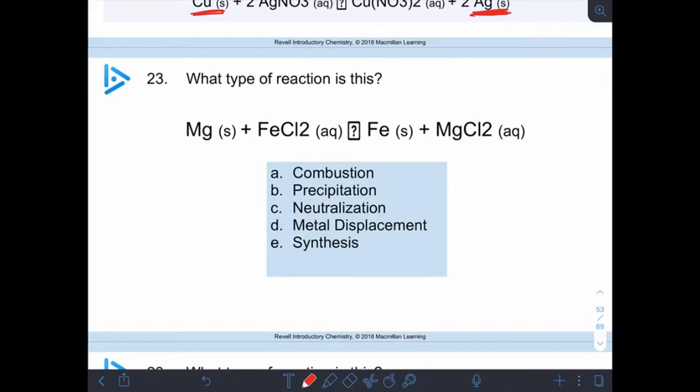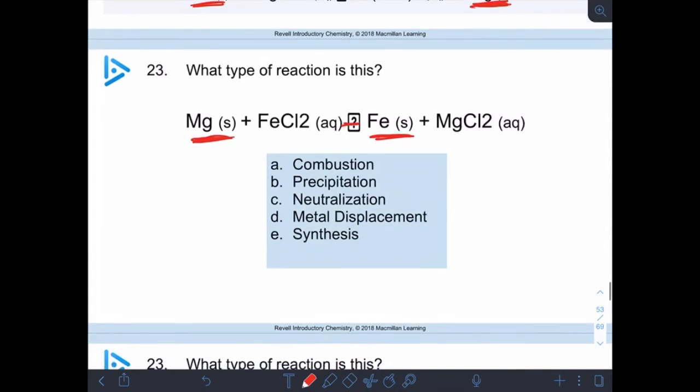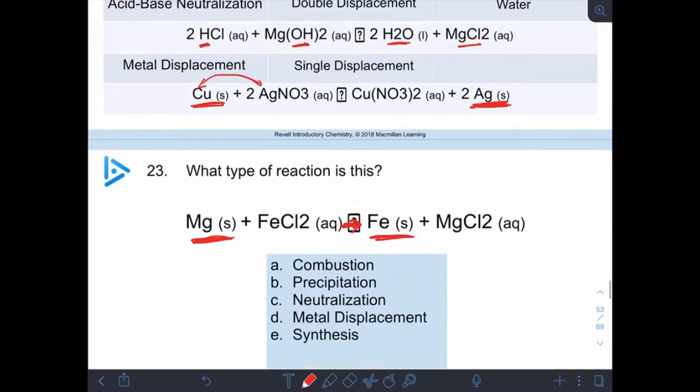We do have some solids in there, but it's not from precipitation because I start with one metal solid and I end with a different metal solid. And that should be an arrow there too. Okay, so if I start with one metal solid and end with a different metal solid, we saw that right up here with metal displacement. So that must be our answer.